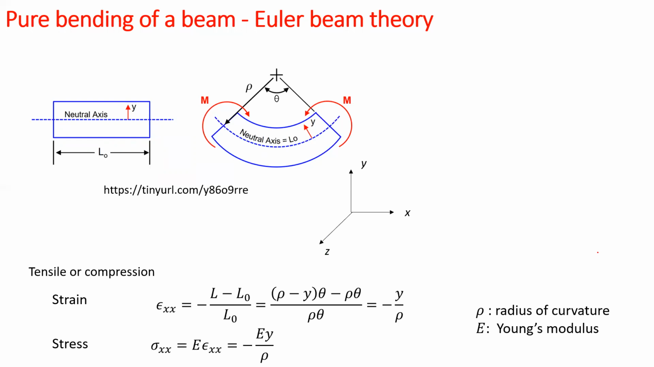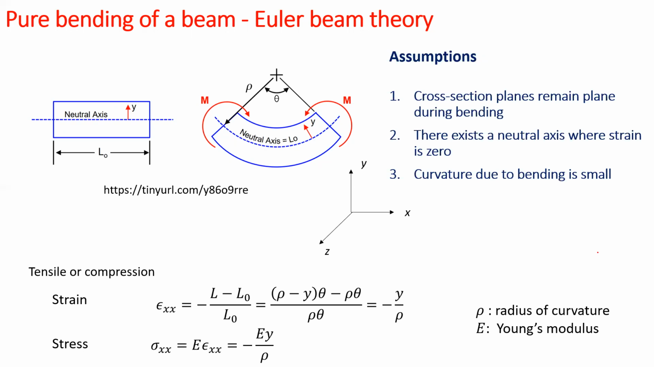And rho and E are the radius of curvature and Young's modulus. But the key is this: even here we did make certain assumptions, which may be fair for, again, long enough, slender structures. Okay, and that cross sections remain plane during bending. Or cross sections which are plane before deformation will continue to remain plane after deformation. That was one assumption. And that there always exists a neutral axis where the strain is 0. And the curvature, this is something more important.